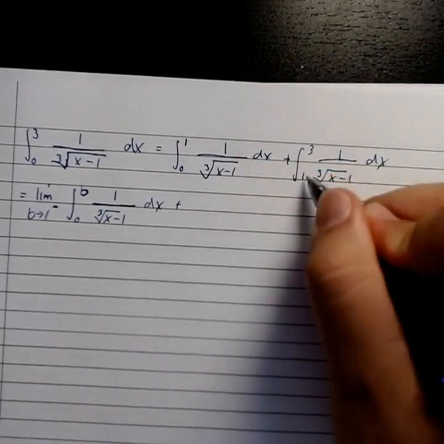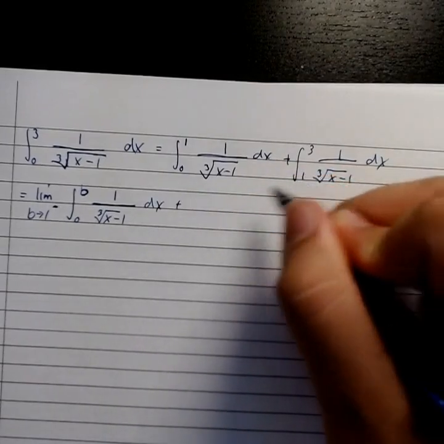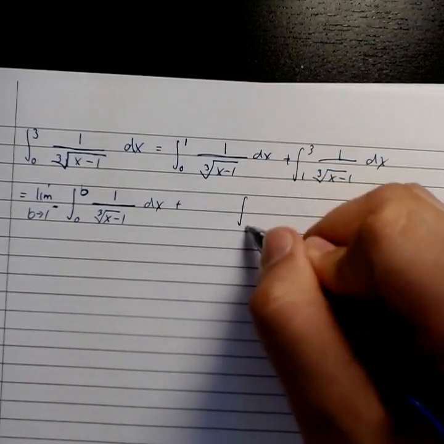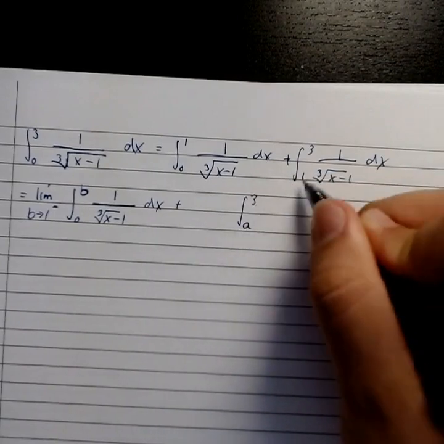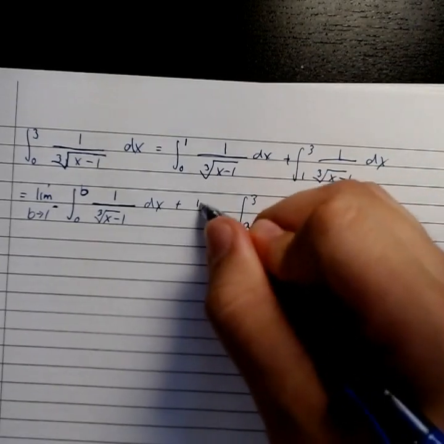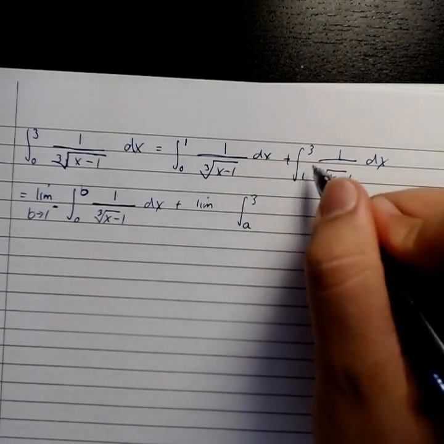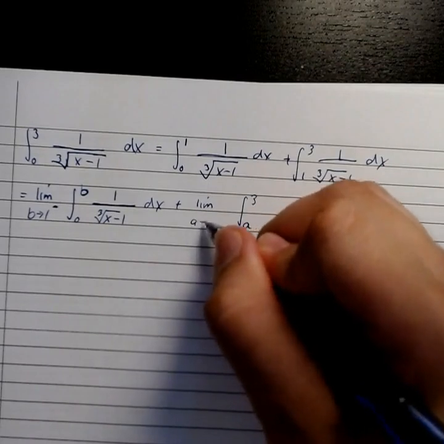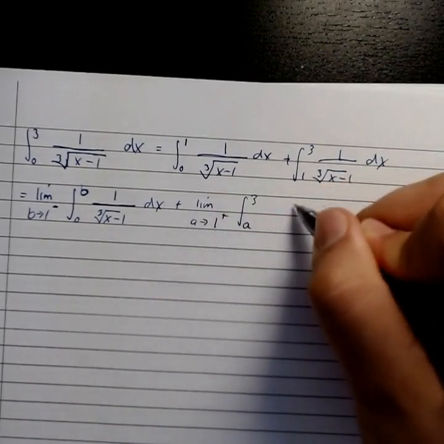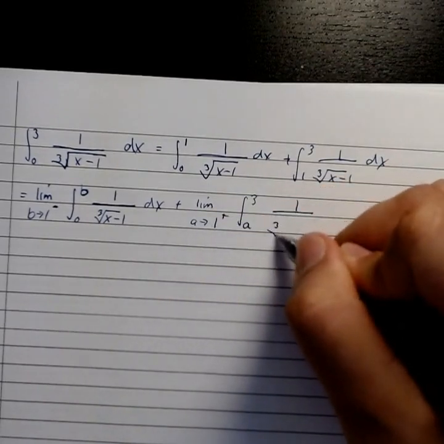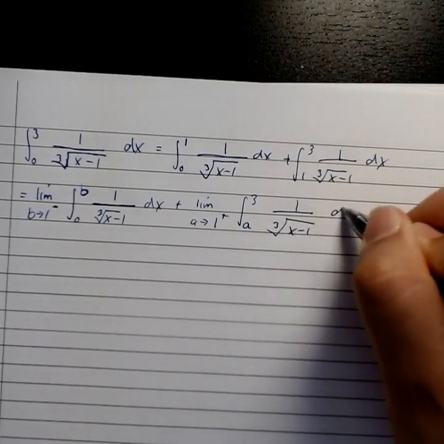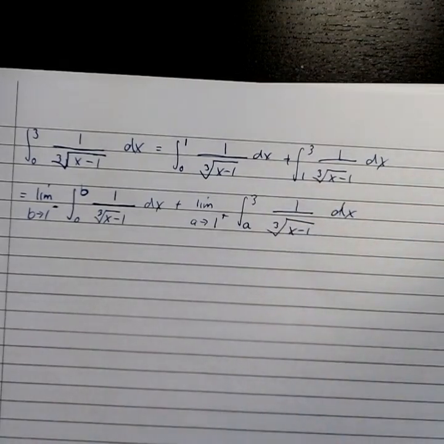Plus, now here we want to take this lower bound and make sure that it's not 1, it's some number that's bigger than 1. But then we want to take the limit as that number approaches 1. Now, it's a little bit bigger, so it's going to approach from the right. And now we can evaluate.